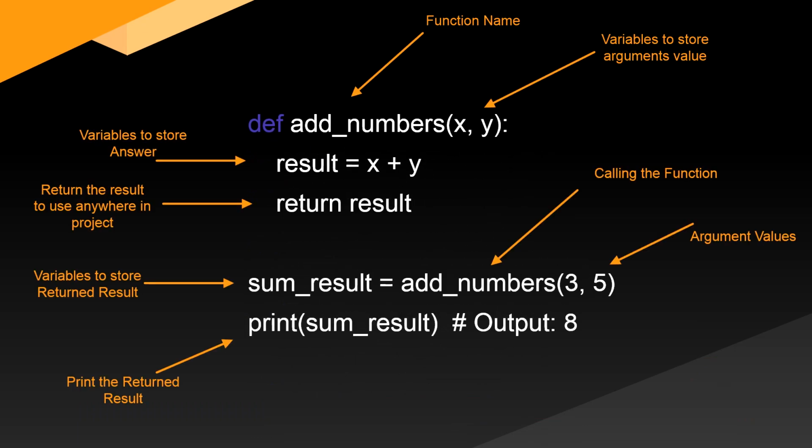Here's a simple example of a function that adds two numbers. This function is named add_numbers, and it takes in two numbers as inputs, x and y. Inside the function, it adds these two numbers together and stores the result in a variable named result. Finally, it uses the return keyword to send this result back to whoever called the function.